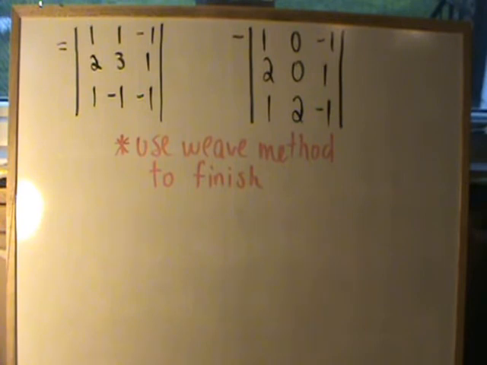Here are those two minors that we get from deleting the information in row i and column j of our matrix B. Now what I want you to do when you get to this step is put a little bit of space in between these minors or these determinants that you get, because we're going to use the weave method to finish off the question.